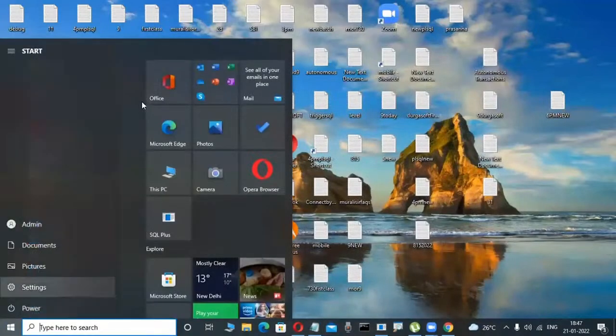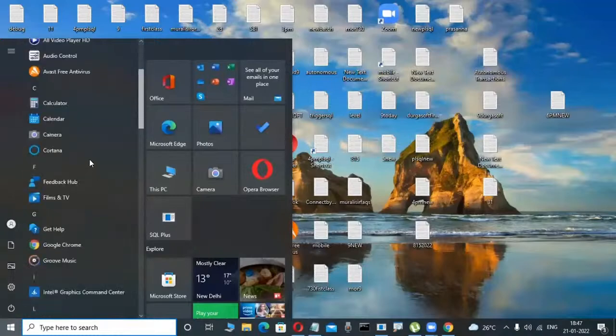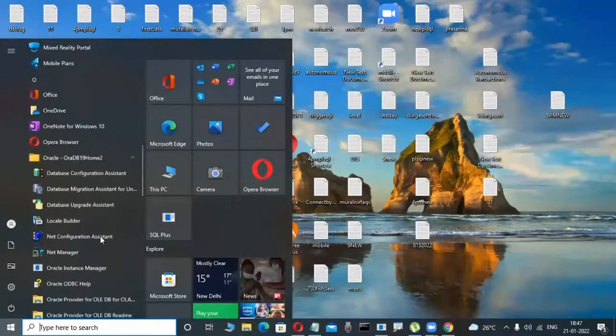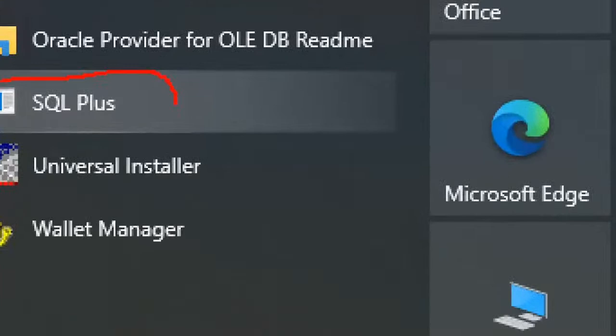How can you install? What is that one? What are these tools we are learning in our course? Don't worry. This is Oracle software I'm installing. In that, the SQL Plus tool is there automatically. Daily, through this tool, we are interacting with the server.